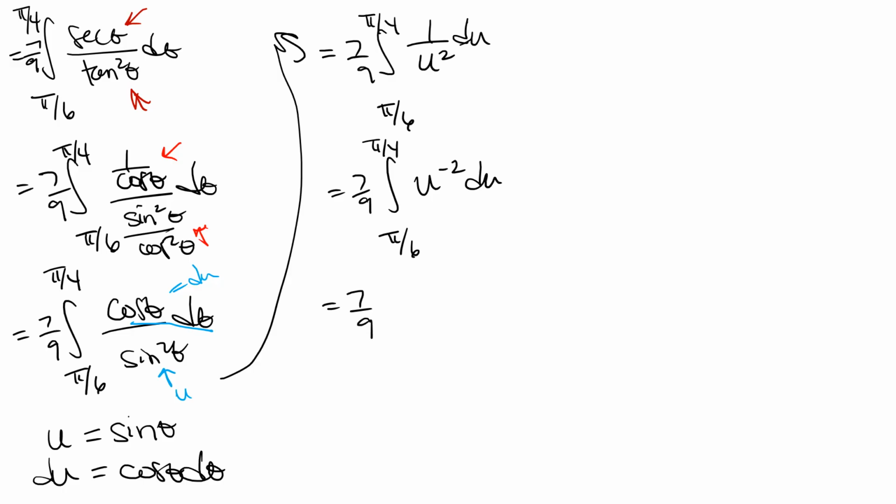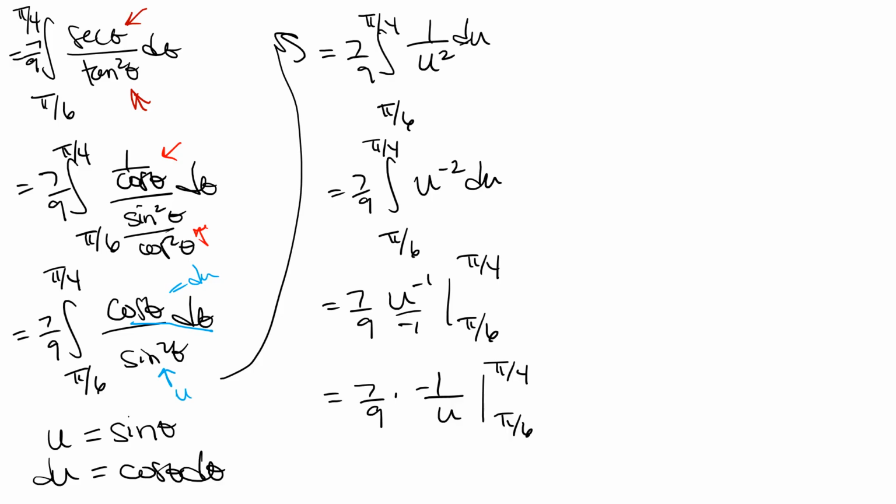So we got 7 over 9. That now becomes u to the negative 1 over negative 1, and now we are evaluating from pi over 6 to pi over 4, okay? All right, so we can rewrite that just a little bit, just so that we can bring that u back down.